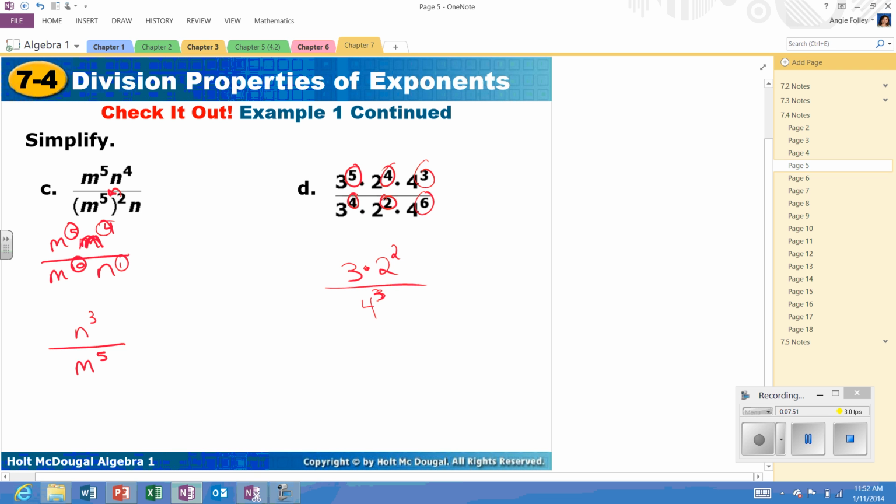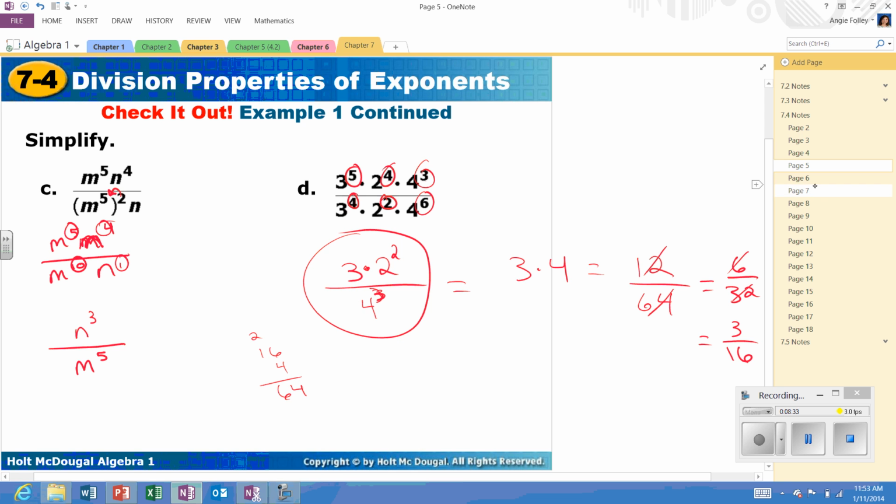For now, I'm okay with you guys leaving it like this. If you can do some of these in your head, go ahead and actually multiply them out. You know, 2 squared is 4, so that would become 12 on the top. And then 4 times 4 is 16, times another 4 is 64. And that can actually simplify further. Let's see what goes into this. Well, half of this is 32, half of that is 16, and we can simplify it even more. We can simplify it down to 3 over 16. But if you left it like this for now, I'm okay with that. All right, since you guys don't have calculators.